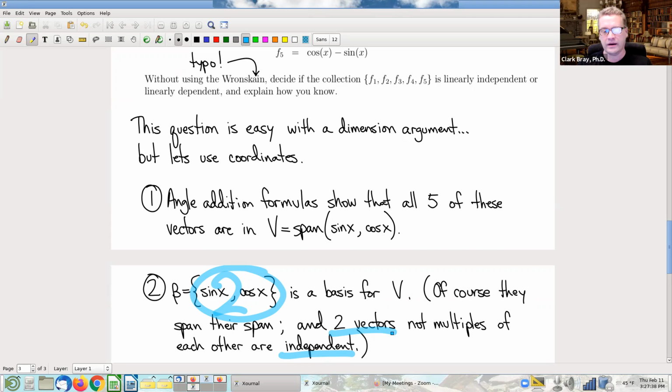Is one of them a multiple of the other? For these two, it's clear neither one is a multiple of the other, therefore independent, and therefore we have a basis. All right.